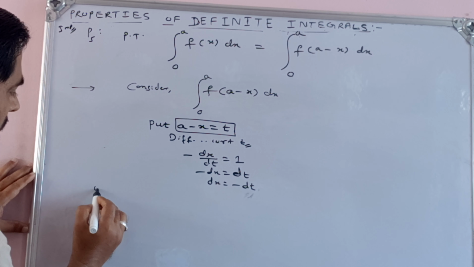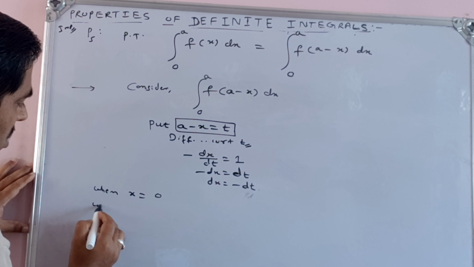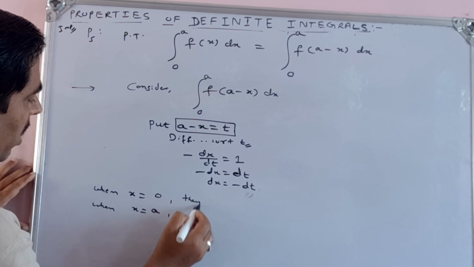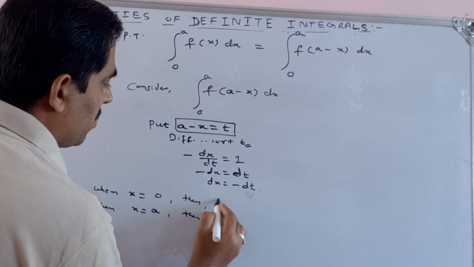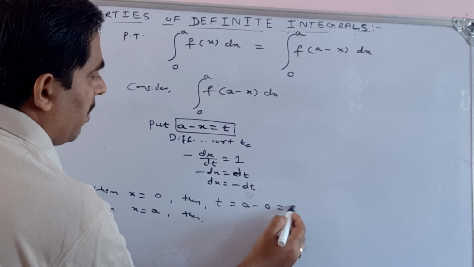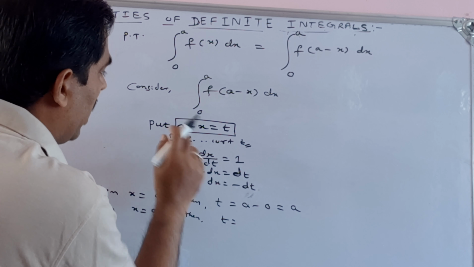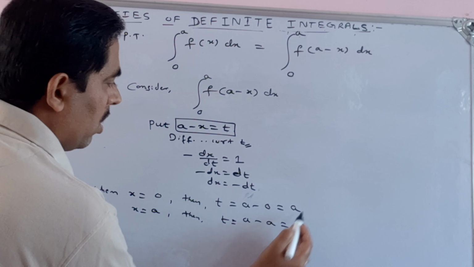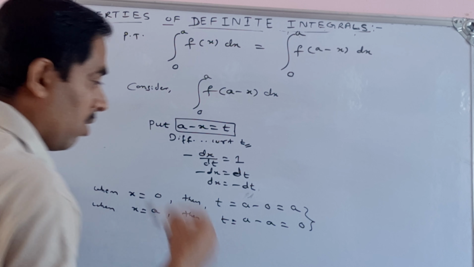Now I will change the limits of integration here. When x is equal to 0, what happens? Then when x is equal to a, what happens? We have to simplify this. When x is equal to 0, then our substitution becomes t is equal to, put x is equal to 0 here, a minus 0. A minus 0 is what? A. Then when x is equal to a, a minus a, that is what? 0. Observe this. x is equal to 0 to a becomes t is equal to a to 0.